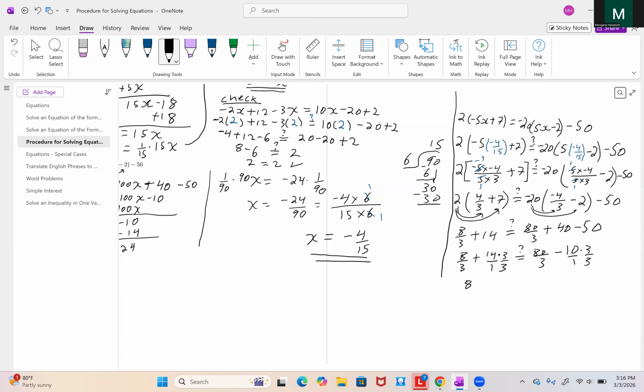This here is 8 over 3 plus 42. 3 times 14: 3 times 4 is 12, 2 carry over 1. 3 times 1 is 3, 3 plus 1 is 4, so 42. So we have 8 plus 42 over 3 is equal to question mark 80 over 3 minus 30 over 3. 8 plus 42 is 50 over 3 is equal to 80 minus 30 is 50 over 3. We get an identity. So that means x is equal to negative 4 over 15 is a solution.